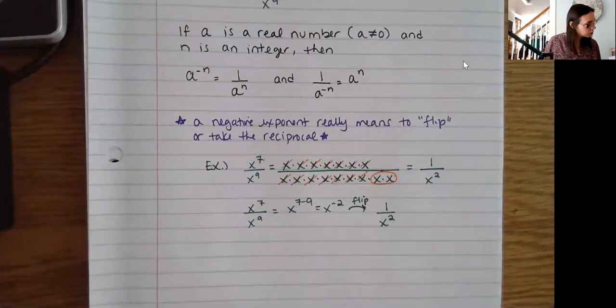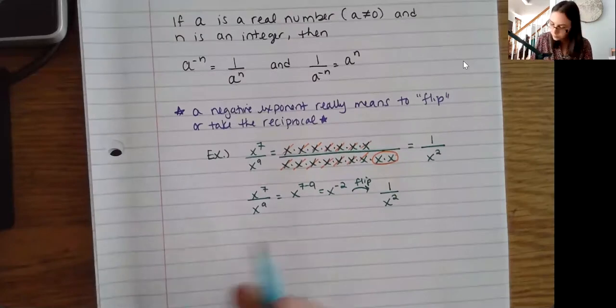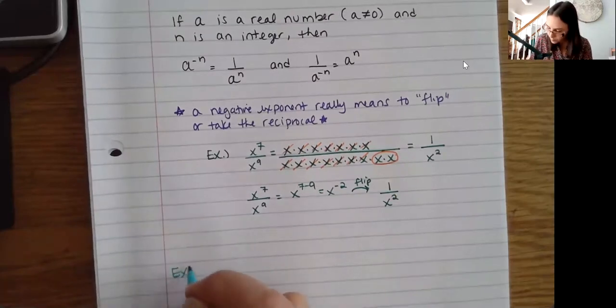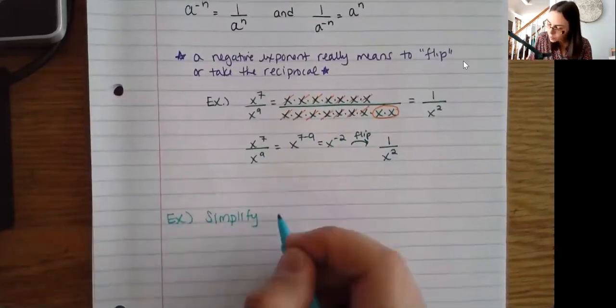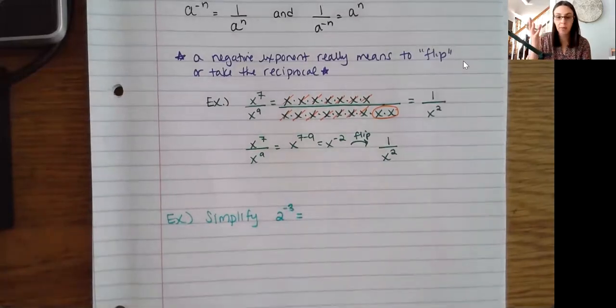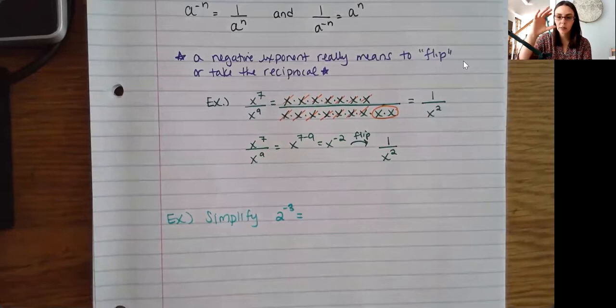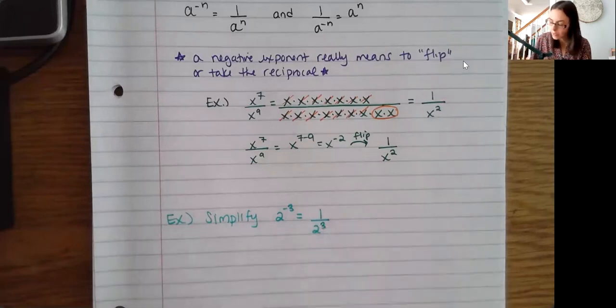All right, let's do a couple more examples. And again, all of these are going to be simplified. I'll just write it one time. So let's simplify something like 2 to the -3. Okay, I see a negative exponent there. It's already in the numerator, right? There's no denominator here. So I'm going to flip it down. Once I flip, it becomes positive.